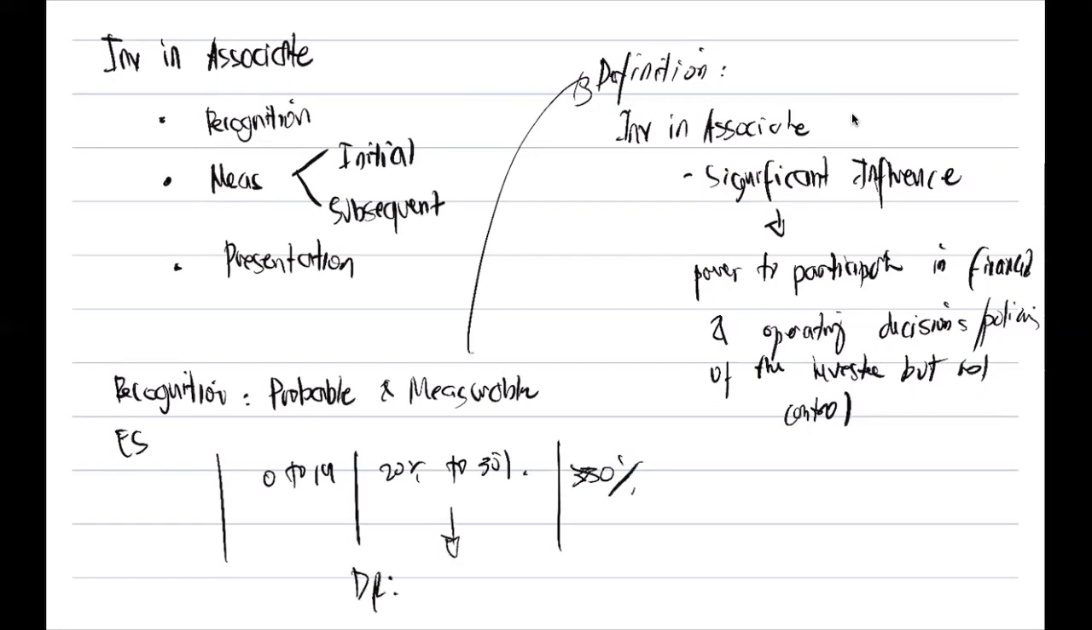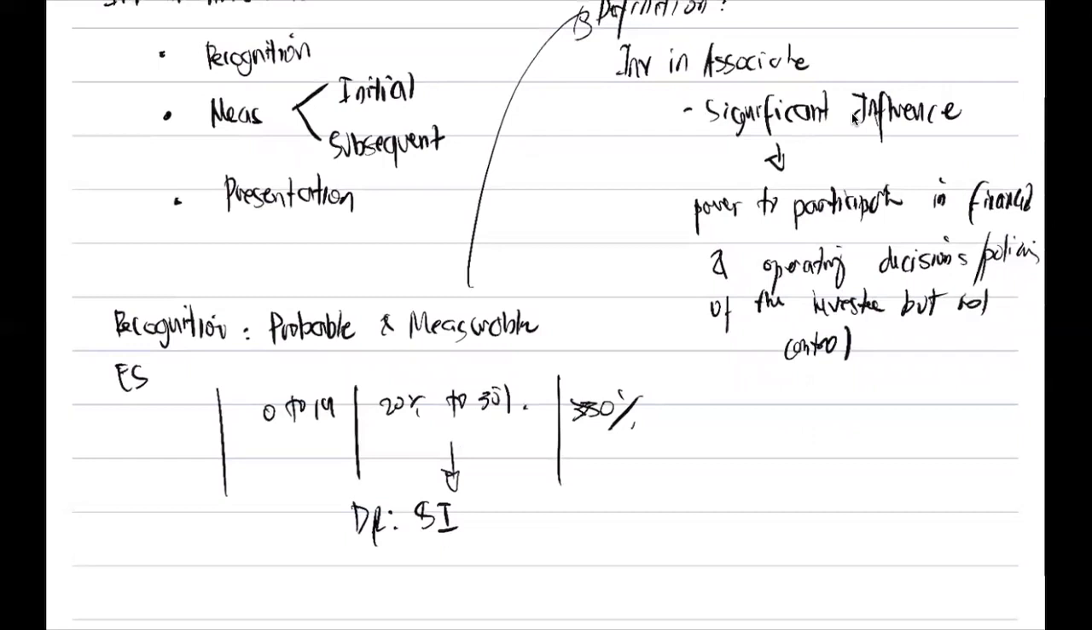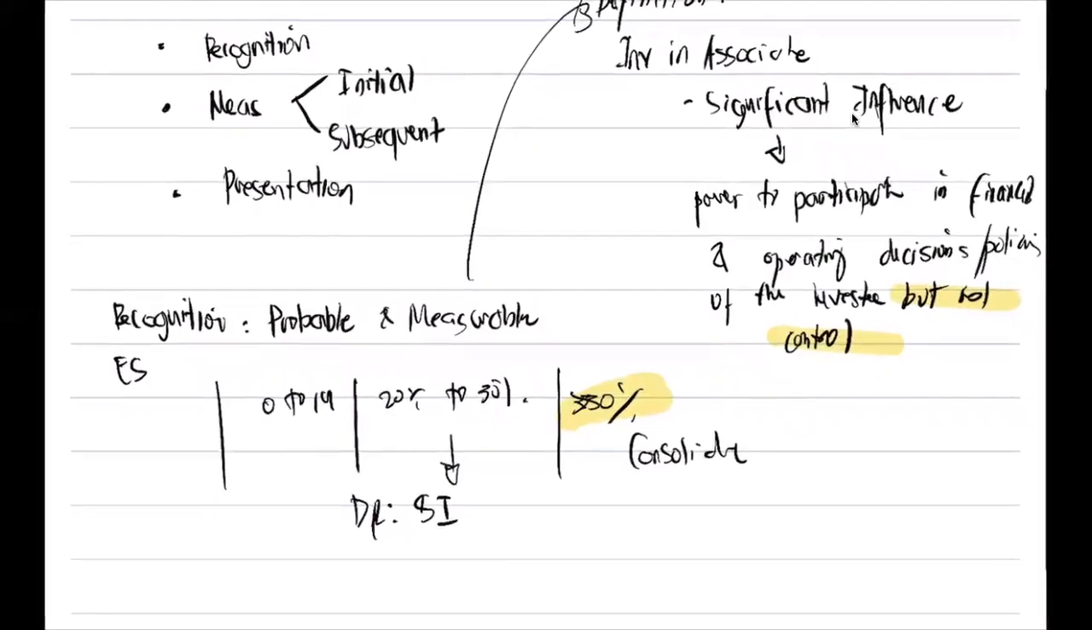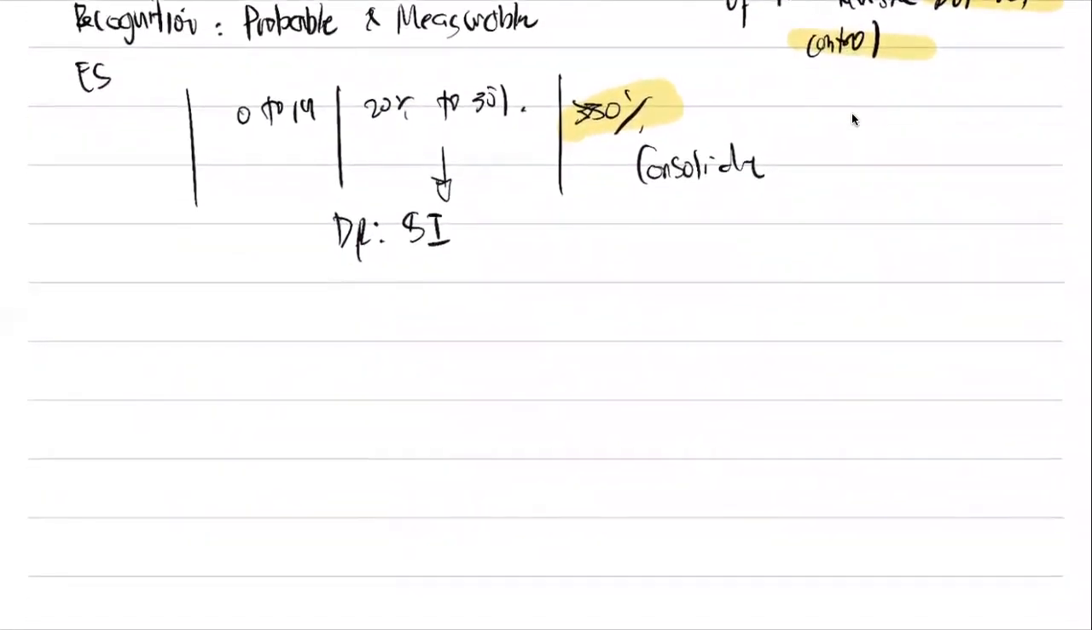So if that's 20 to 50%, this is a disputable presumption that you have a significant influence. Because take note, guys, based on the definition, you must not have control. Because if you have control, you are in your more than 50%, then you can already consolidate. But since what we are looking only is significant influence, then we look under your 20 to 50% as a disputable presumption. If this is the disputable presumption, is there any exception on that rule? There is an exception to this rule as your disputable presumption. And what are those exceptions?